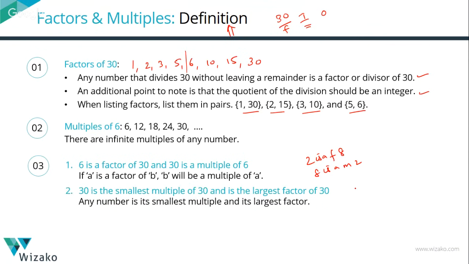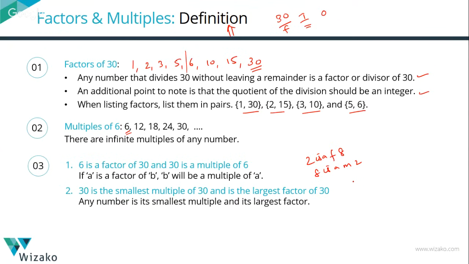30 is the smallest multiple of 30. Look at the multiples of 6. What did we start with? We started with a 6. For 30, what is the smallest multiple? That is going to be 30. What is the largest factor of 30? It is 30. Any number is its own smallest multiple and its largest factor. So have this perspective, so sometimes you don't make a mistake.